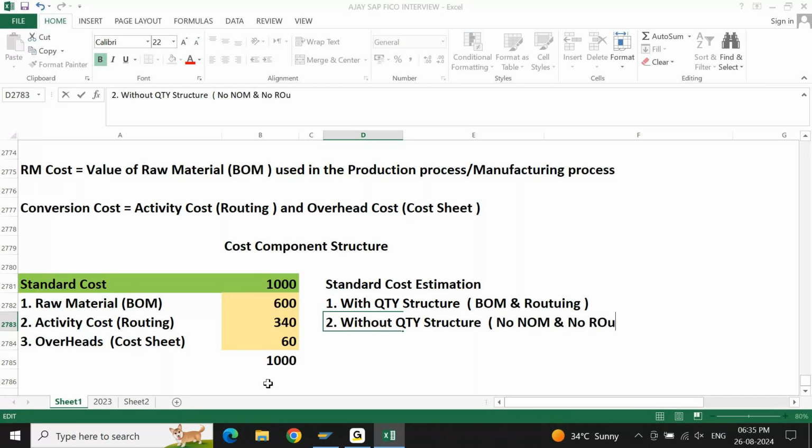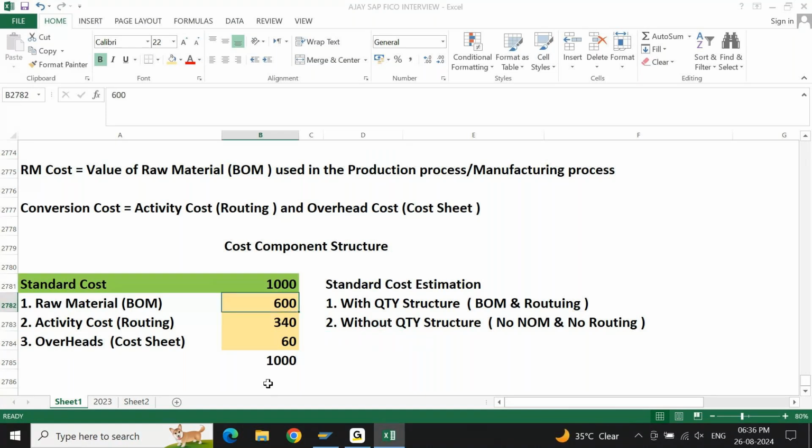In your cost estimation, do you have BOM and routing or not? Yes, BOM and routing are there. This cost estimation of 1000 contains RM cost and activity cost. RM cost is coming with the help of BOM. Activity cost is coming with the help of routing. So your cost estimation contains BOM and routing.